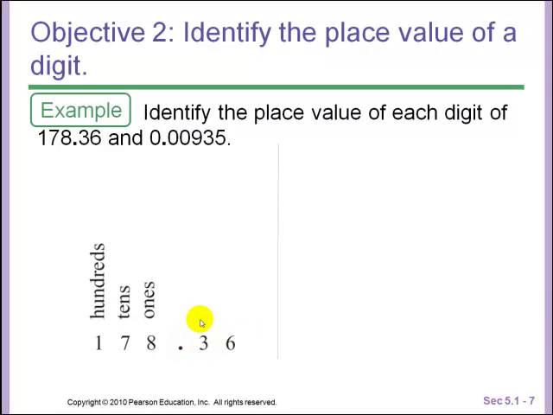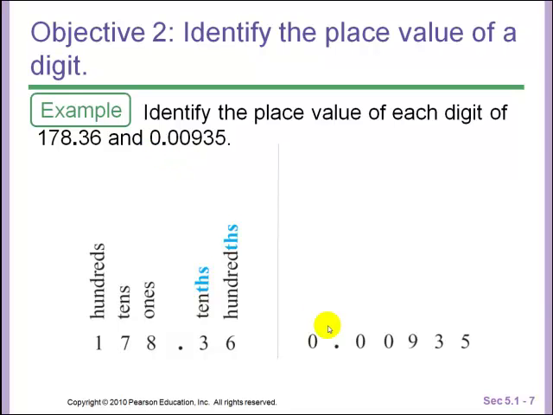The 3, there's one decimal. The first decimal place is 1/10 or tenths. Second would be hundredths, and so on. Notice there is not a "oneths" spot. A "oneths" spot would be a 1/1, which is the ones. We start with the tenths.